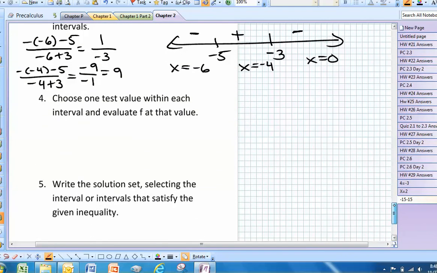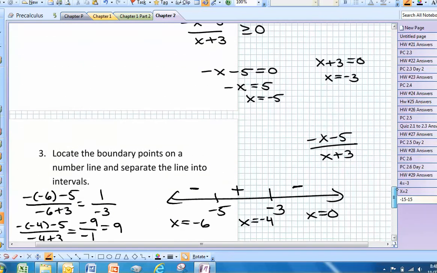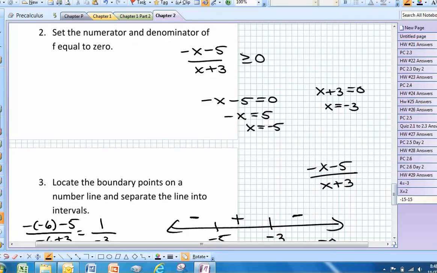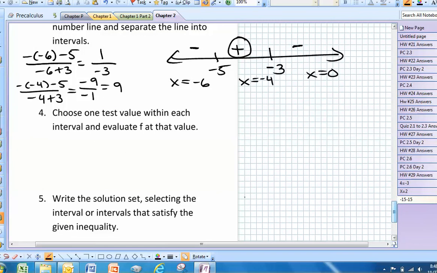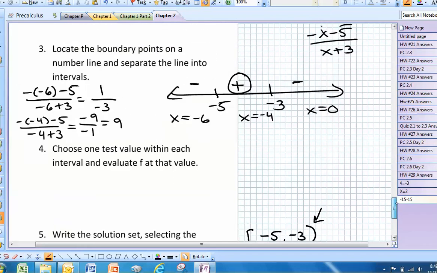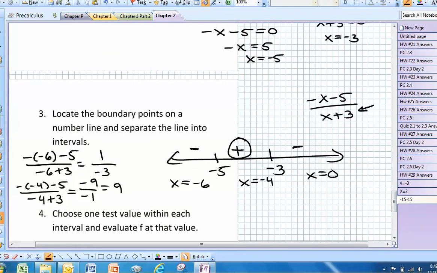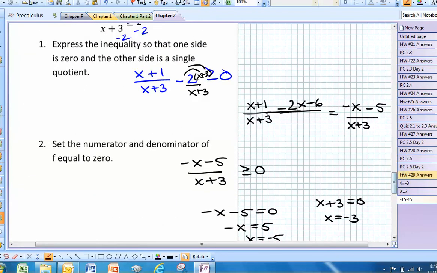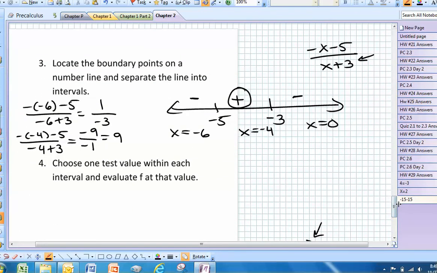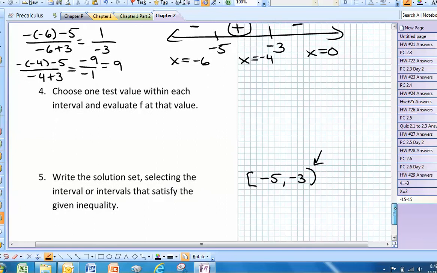So I did the test values, and now I'm going to write the solution set. Remember, it's greater than or equal to, so you want it to be positive, which means these numbers. So my answer is going to be between negative 5 and negative 3. The reason I put a parenthesis at negative 3 is because negative 3 will make the denominator equal to 0, and that can't happen even though the inequality says greater than or equal to. Because negative 3 would make the denominator equal to 0, you still need a parenthesis.